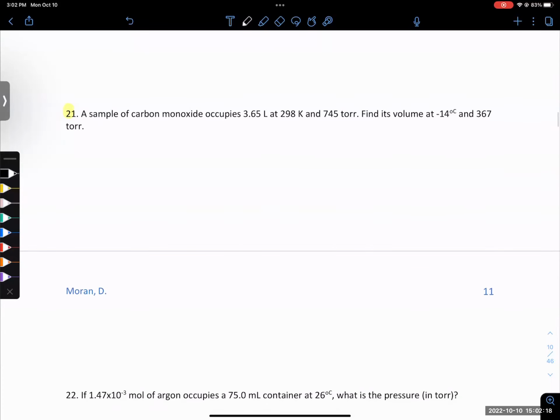All right, where should we start here? Tell me what equation we're using. P1V1 over T1 equals P2V2 over T2. What's the equation name? Combined gas law. Yeah, there we go. Okay. So combined gas law, right? P2 over T2.